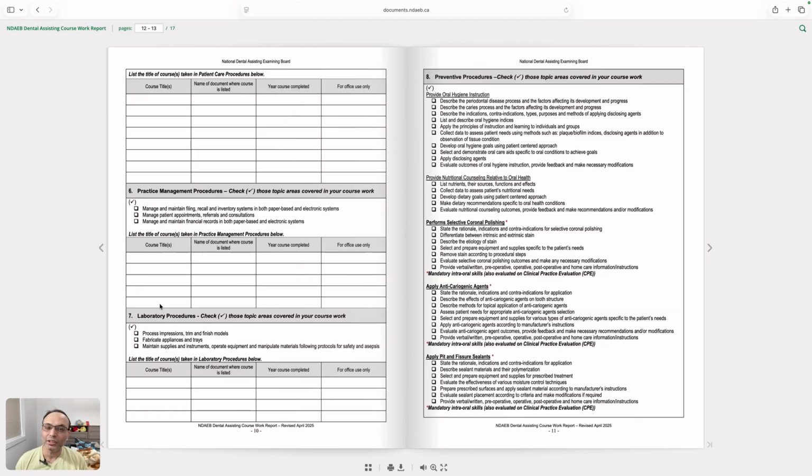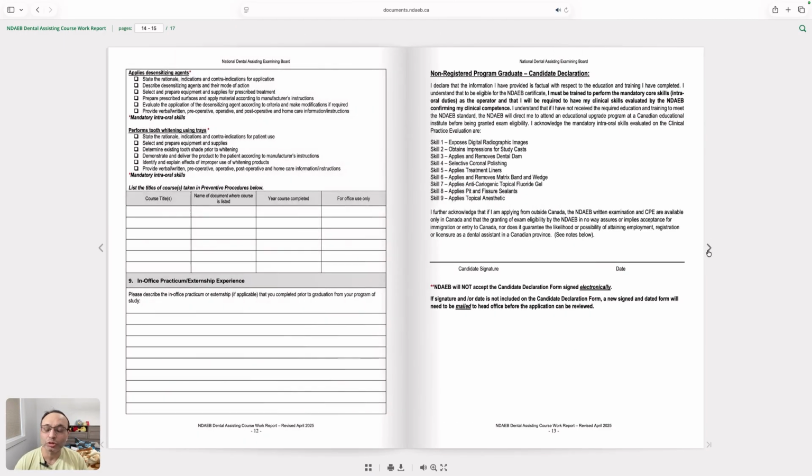Laboratory procedure, generally we covered in first year. Again, every school is different, so we covered in dental materials and then prosthodontics again in final year. So see whatever applies. If it is in multiple subjects, do mention all of them here. In preventive procedures, again, it comes to pedodontics, periodontics, and look for those subjects and topics in the transcript and mention them here.